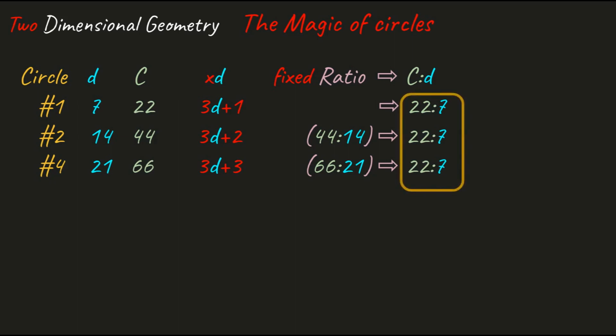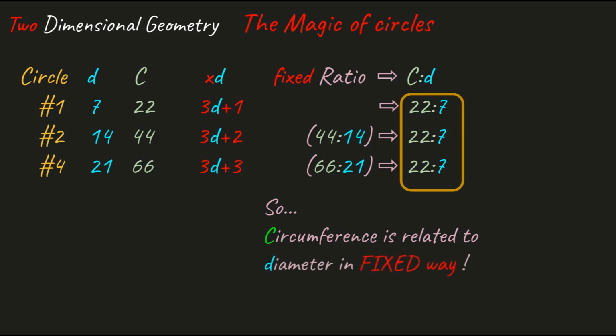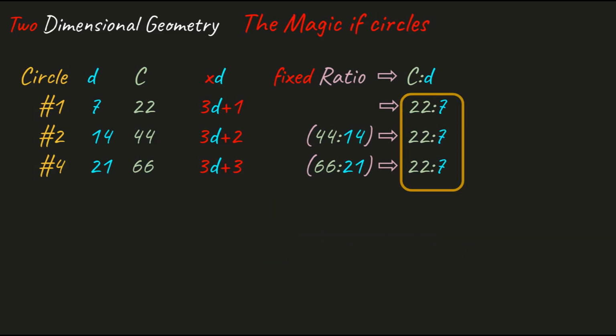22 to 7 is the ratio. Now, a ratio is a funny thing, right? Because it's constant. If your ratio is the same for various figures, it must be a constant. So circumference, or C, is related to diameter in a very fixed way. And this way is 22 to 7, and that is what we in mathematics call a constant.